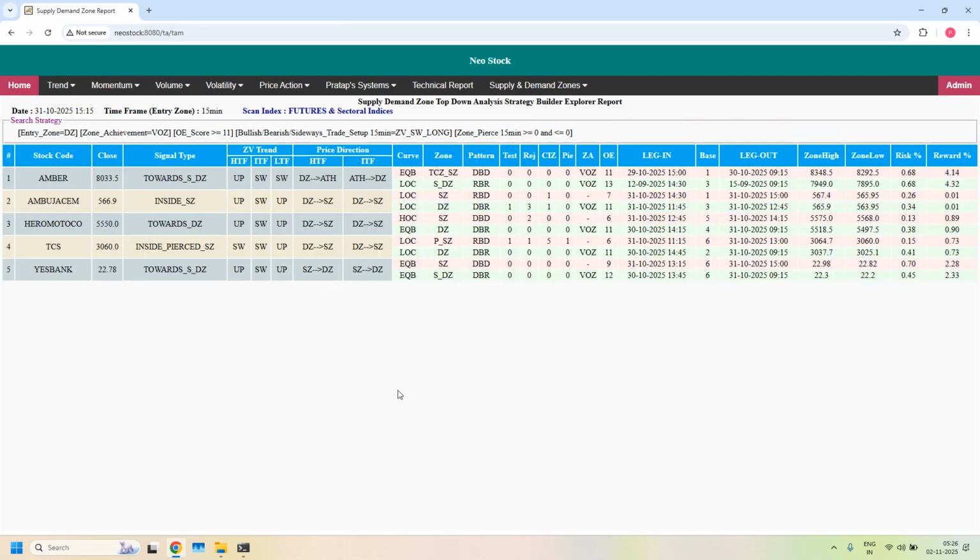So these 5 stocks are supporting sideways long trade setup for daily income trade, and entry time frame zones are 15 minutes demand zones. So total we got 5 stocks. You should plan trades in these 15 minutes demand zones only if lesson 30.3 video checklist items are satisfied. Otherwise, higher chances of zone violation.